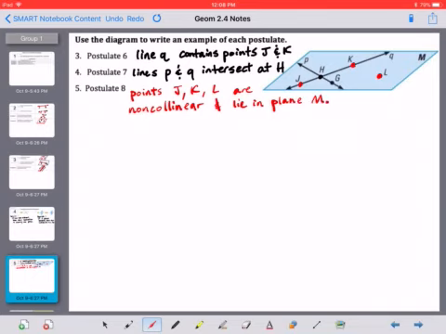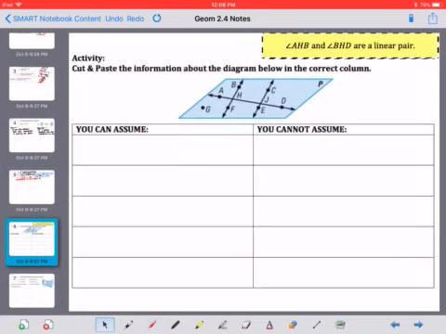Okay, so the next part is an activity, and below I'll link you guys to a PDF of these cutouts here. You can write them in if you're at home and you don't have access to a printer. Otherwise, ask me in class. I'll get you a copy of these slips of paper that you can cut out. So what you are going to do here is cut and paste the information about the diagram in the correct column. So from this diagram, there are some things we can assume and some that we cannot assume.